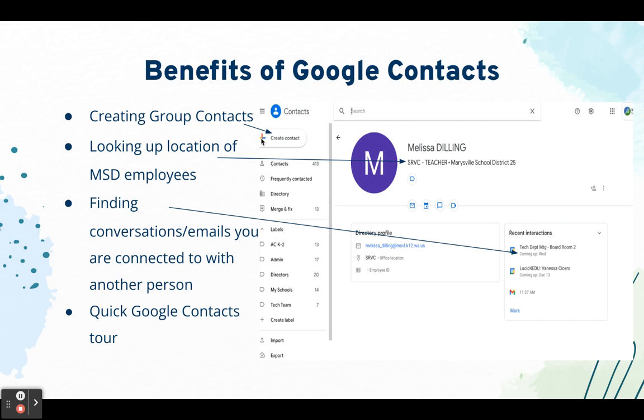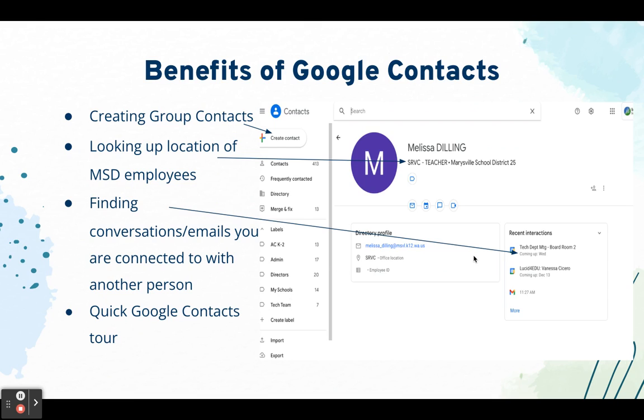To create a group contact, you would go into create contacts or multiple contacts, and you would have to add a label. So all these labels here are group contacts that I have created, so that when I go to compose an email, if I were just to type in my schools, it would send an email to all the people under the label my schools.